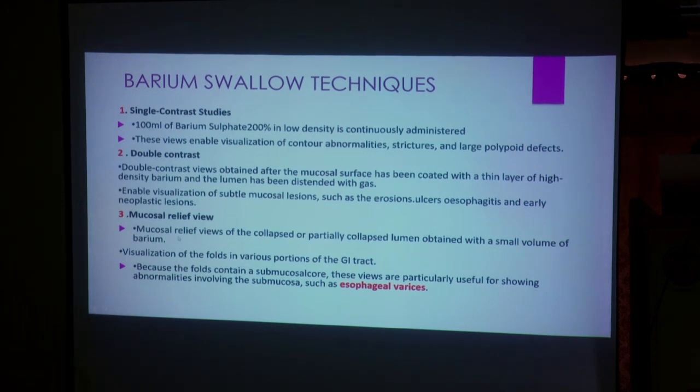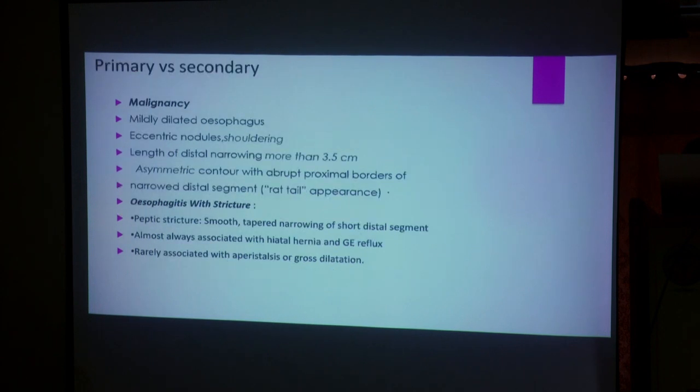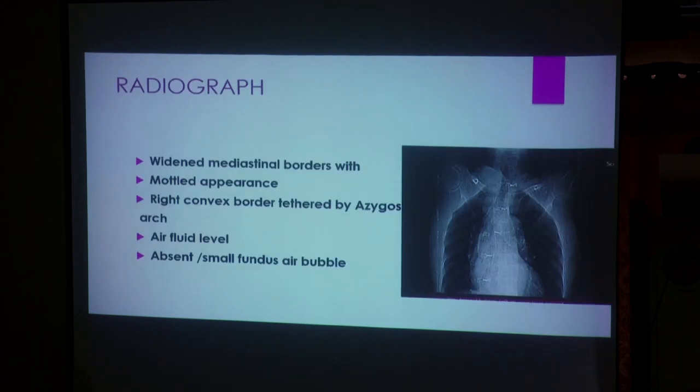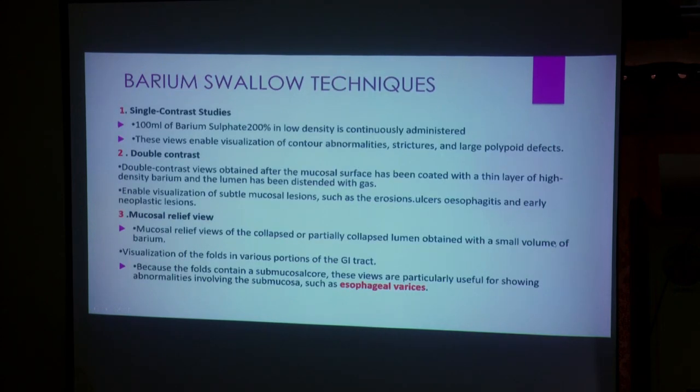For mucosal relief, of course, most of the time we are not doing it. Previously, it was a popular technique for demonstration of varices. So it's done just at the end of the swallow, when the barium is passing and the esophagus is collapsed, the imaging is done. Okay, so that's for the varices. Then achalasia, how to differentiate primary and secondary, and even in the X-rays itself you can appreciate the features of aspiration pneumonia and other things.